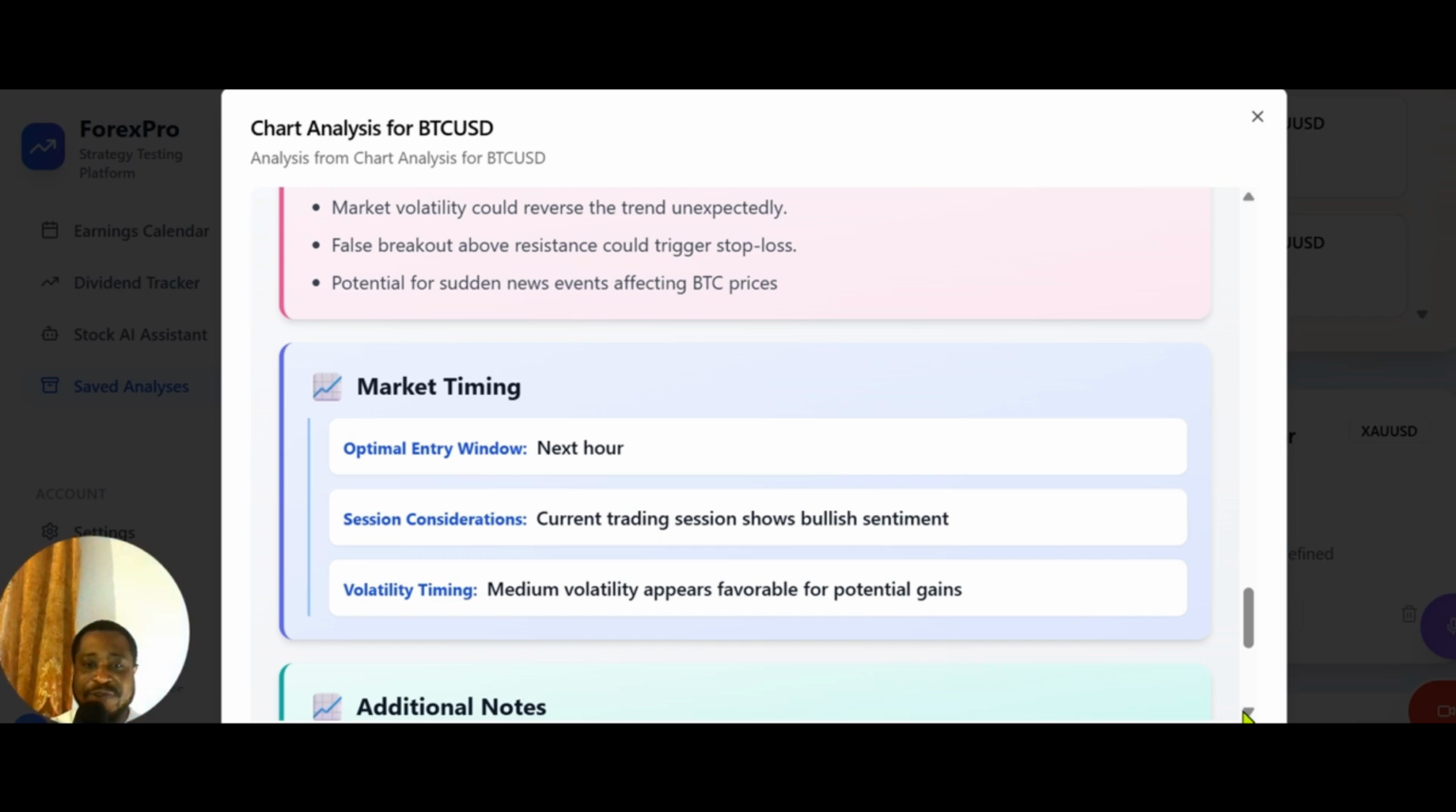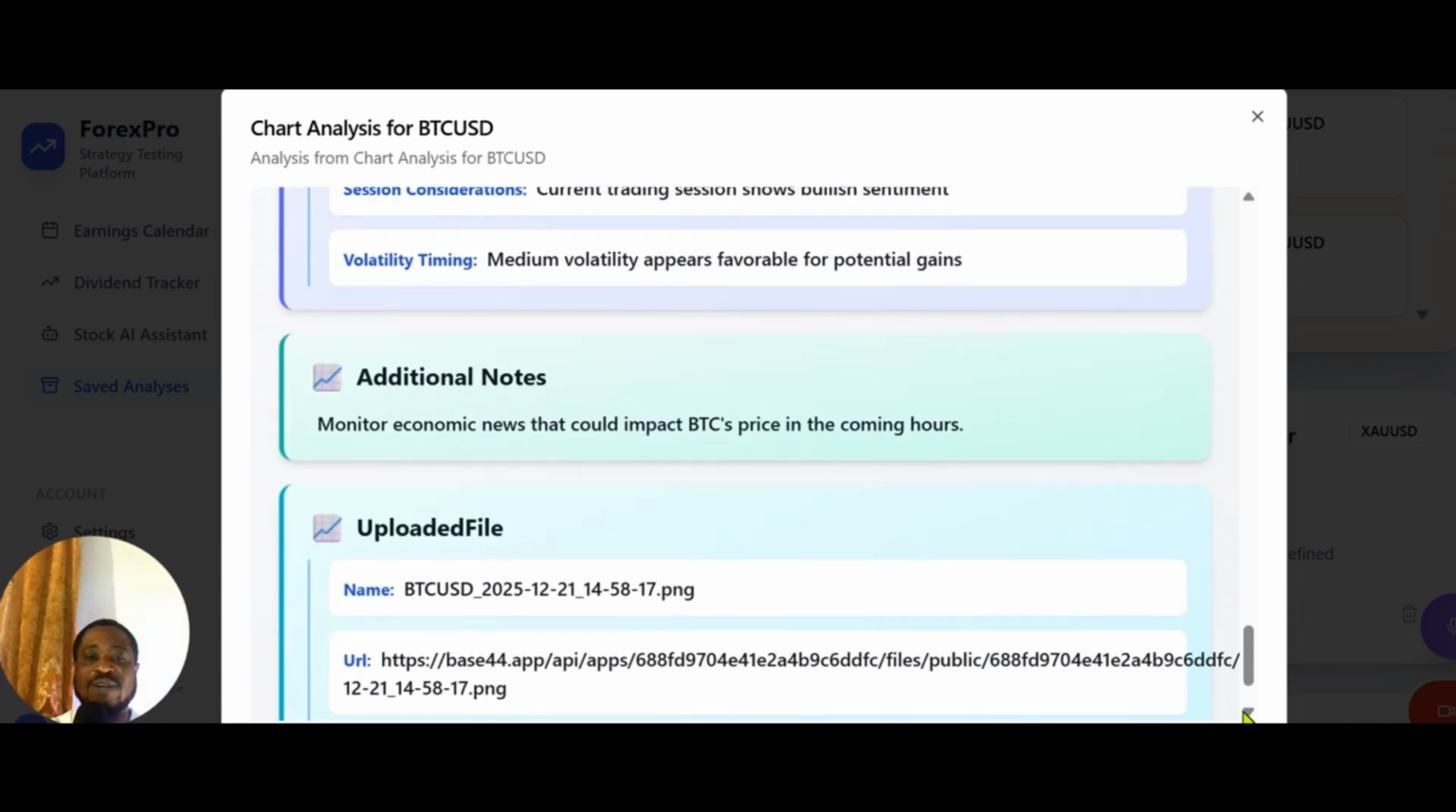Now, session consideration. The current trading session shows bullish sentiment. Volatility timing: medium volatility appears favorable for potential gains. Now let's go to the additional note. Monitor economic news that could impact Bitcoin price in the coming hours.